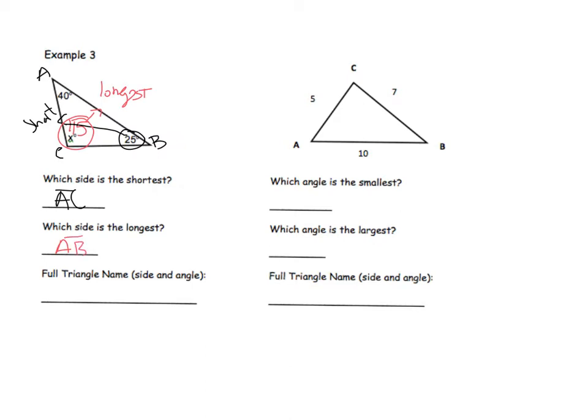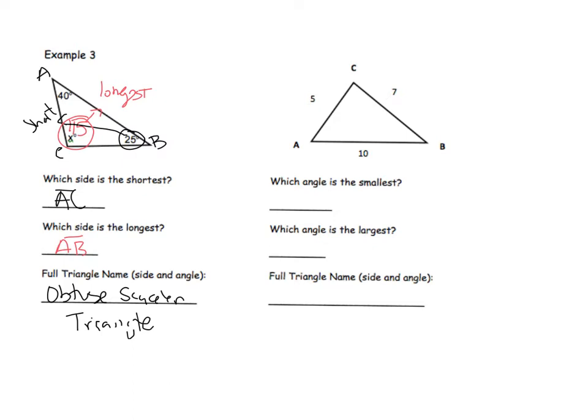So the name is, now I notice these two angles are acute, but this is 115, which makes it obtuse. So obtuse. Now all three numbers are different, so therefore it's still going to be a scalene triangle. That is that triangle's name.